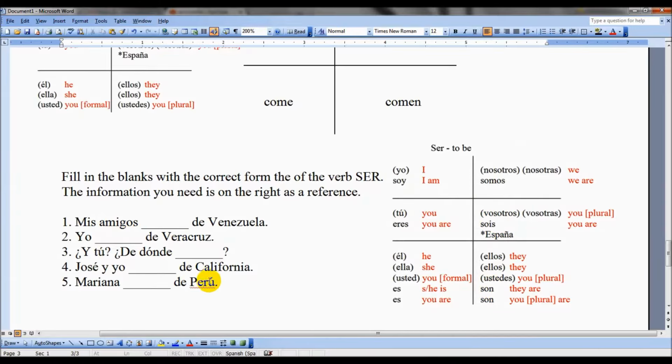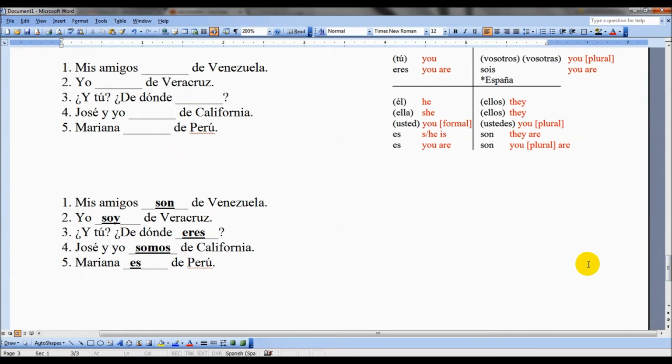So if you want to just pause the video really quick and see if you can do that activity just in your head or whatever, do that. And then in about 3 seconds, I'm going to move down to the answers. Okay, if you haven't paused it already, do so, because here come the answers. I'll explain each one to you as well. So we have, mis amigos son de Venezuela, yo soy de Veracruz, y tú, ¿de dónde eres? Jose y yo somos de California, y 5, Mariana es de Peru.